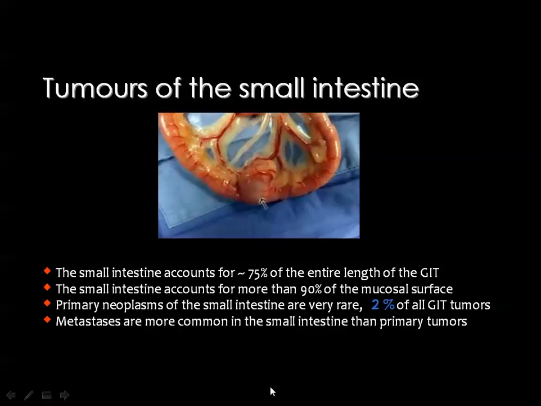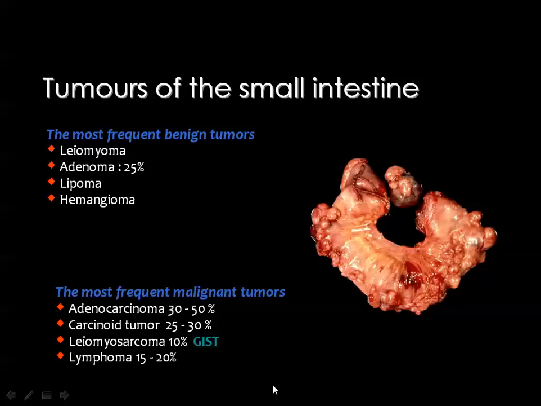Finally, we came to the issue of the small bowel tumors, and the small intestine accounts for about 75% of the entire length of the gastrointestinal tract. Then the small intestine accounts for more than 90% of the mucosal surface of the gastrointestinal tract. However, the primary neoplasms of the small intestine are very rare and represent about 2% of all gastrointestinal tumors. And also metastases are more common in the small intestine than primary tumors.